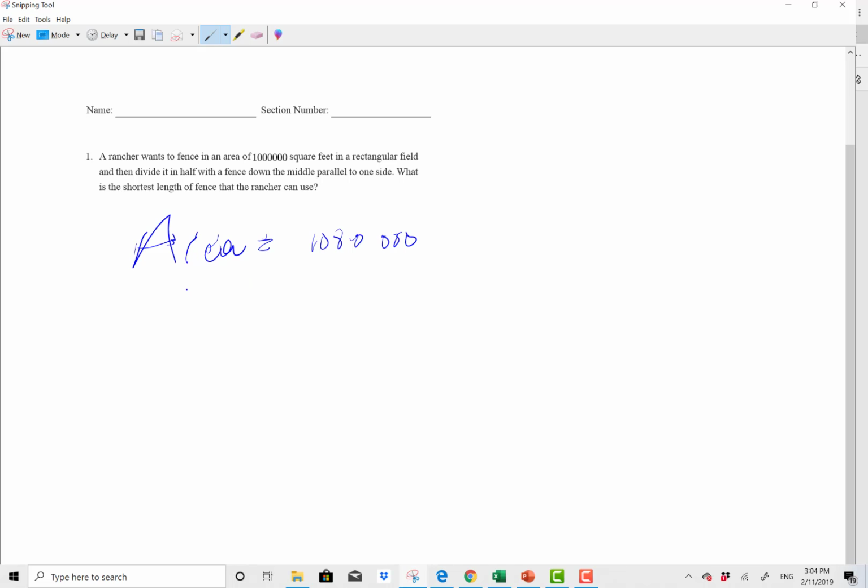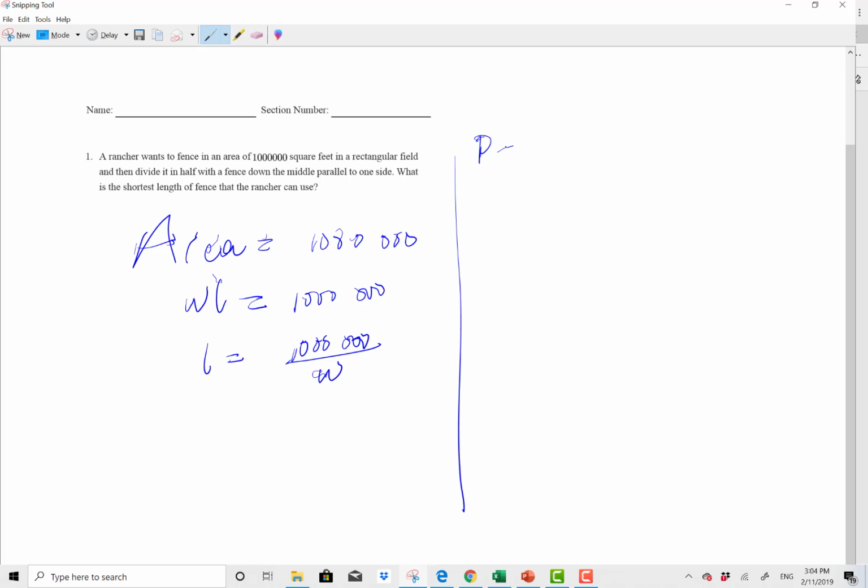We also know that the area is the width times the length, and that's the same thing as 1 million square feet. Now, if that is the situation, what we want to do is transpose this, or solve for L. Solving for L, I'm going to get 1 million square feet divided by W. Now, we want to minimize the perimeter. What value for W is going to minimize the perimeter?